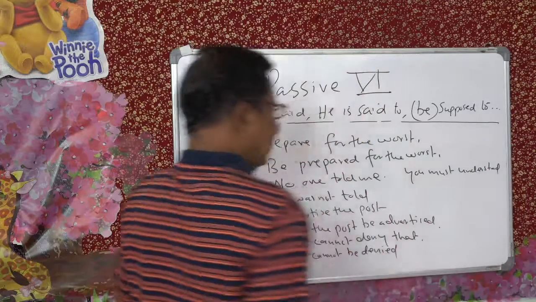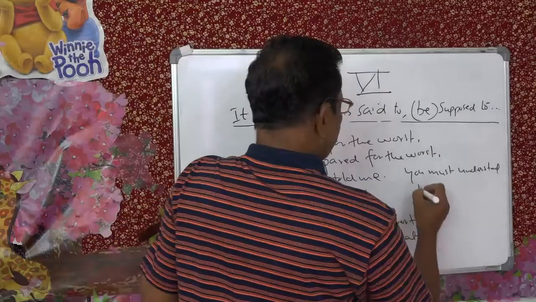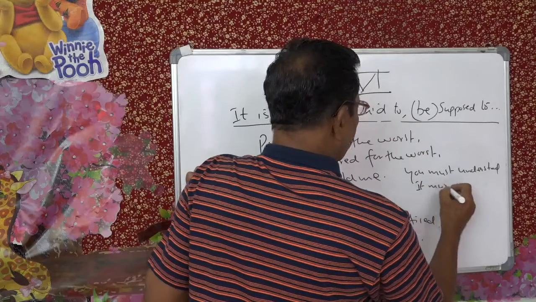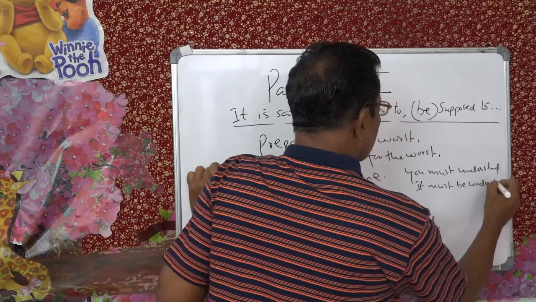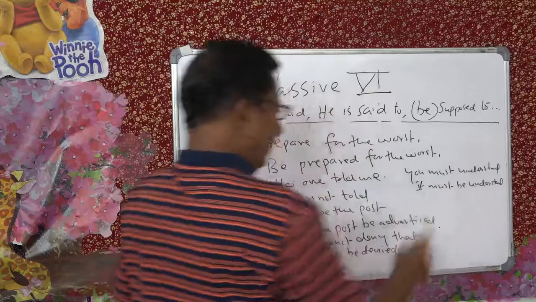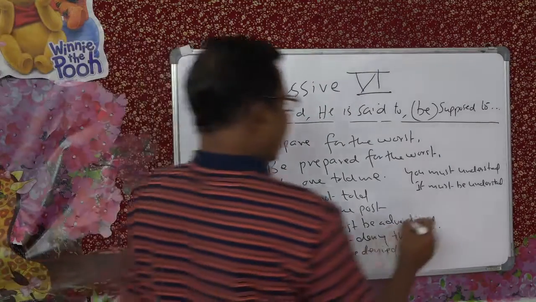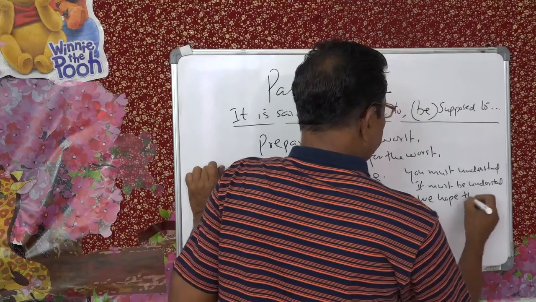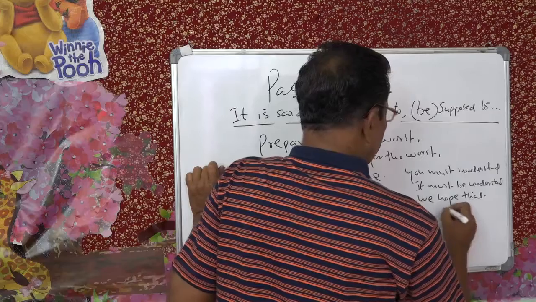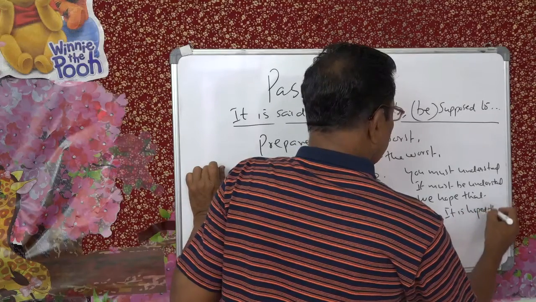What is the passive? It must be understood. Past participle and be. It should be understood. We hope that... It is hoped that.